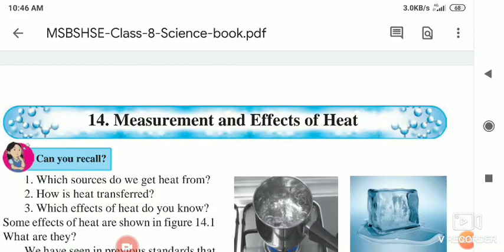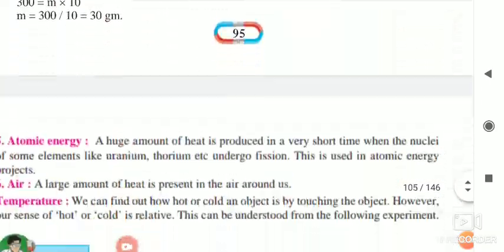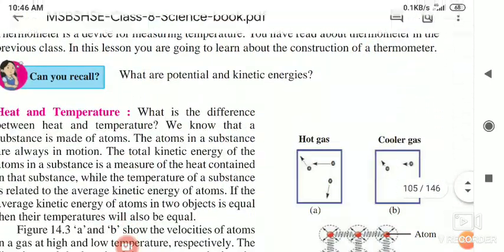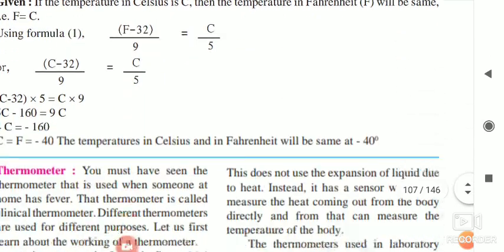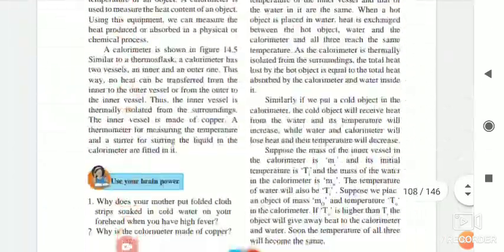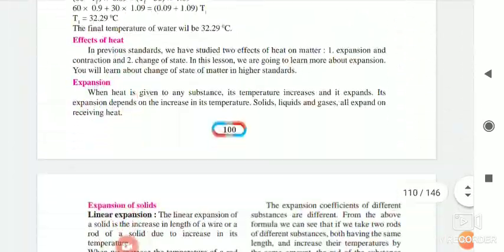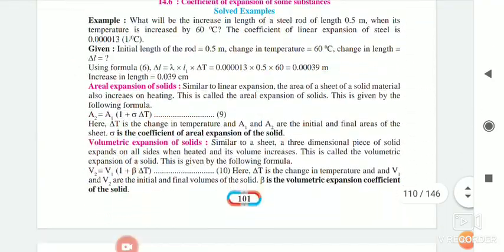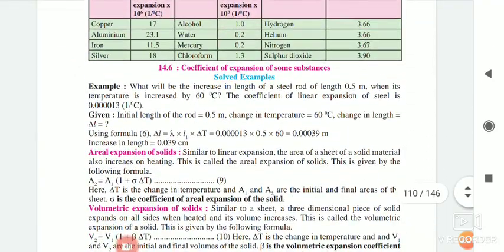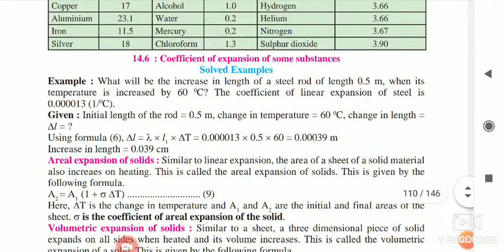Hello students, lesson number 14, measurement and effects of heat. In this lesson, today we are taking the last part of the lesson, and that is the specific heat we have seen, and the example, and some little bit part left from this that we have to take today. So here is the example.